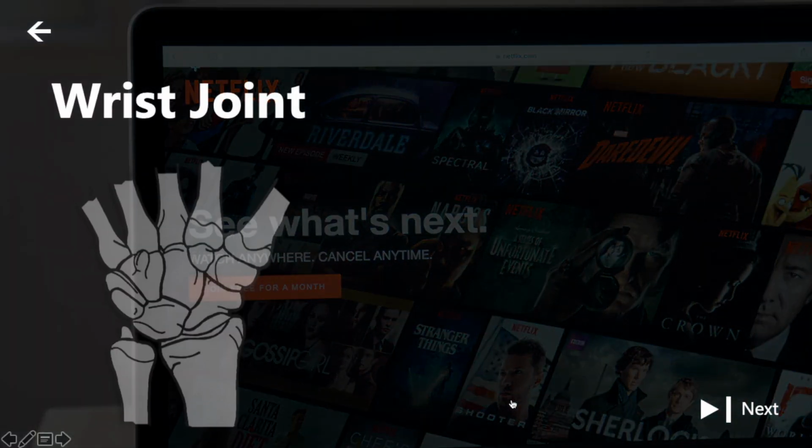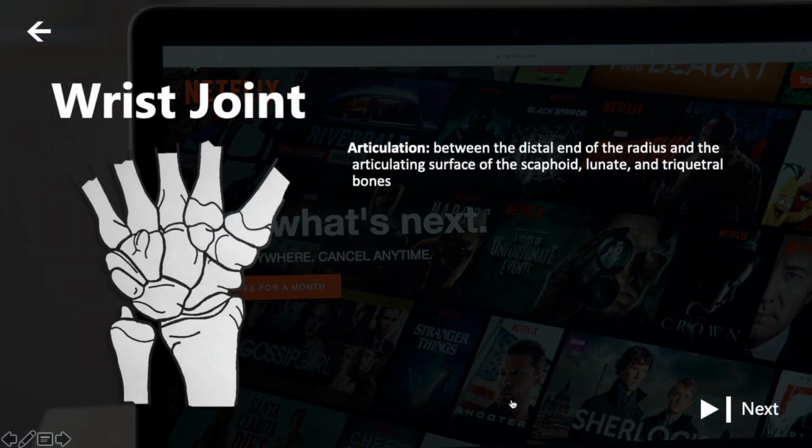So for the key takeaways, we have the articulation of the wrist joint, that is between the distal end of the radius and the articulating surface of the scaphoid, lunate, and triquetral bones. As mentioned, the ulna is not a part of the wrist, but is rather prevented from articulating with the carpal bones by a ligament called the articular disc, which lies over the superior surface of the ulna. Its purpose is to stabilize the joint and to allow for more movement for the wrist.